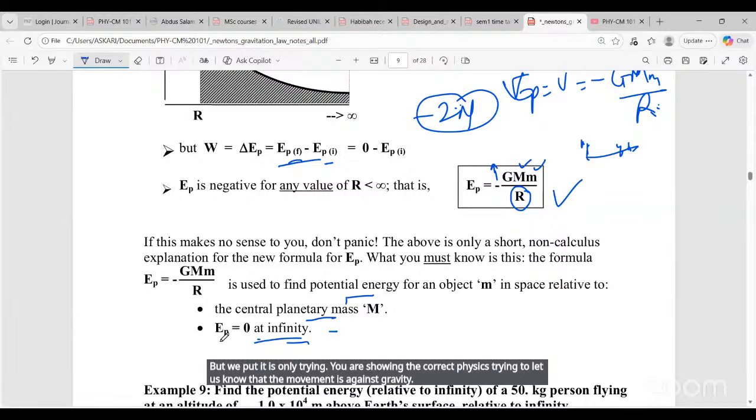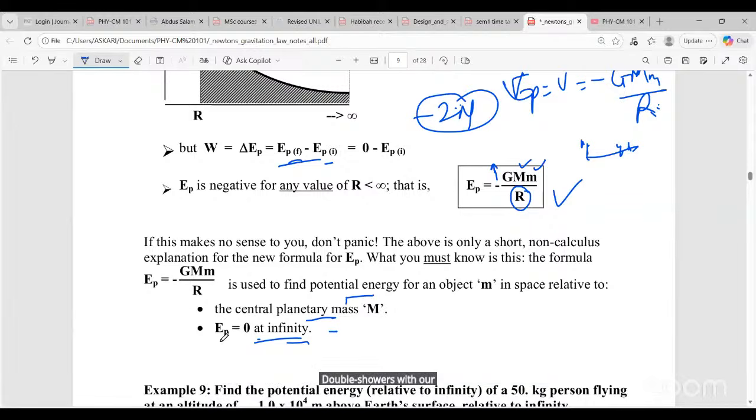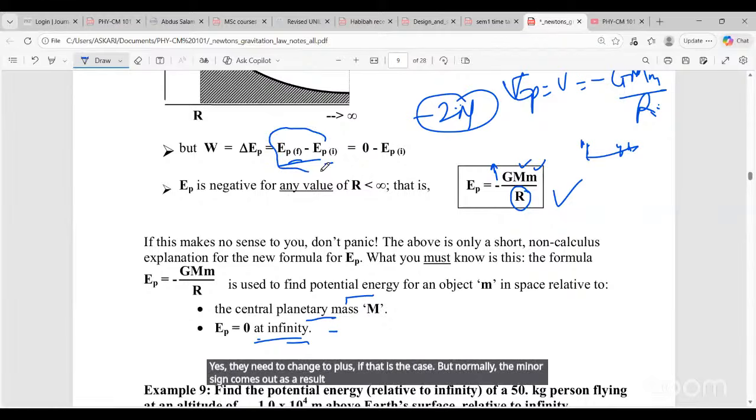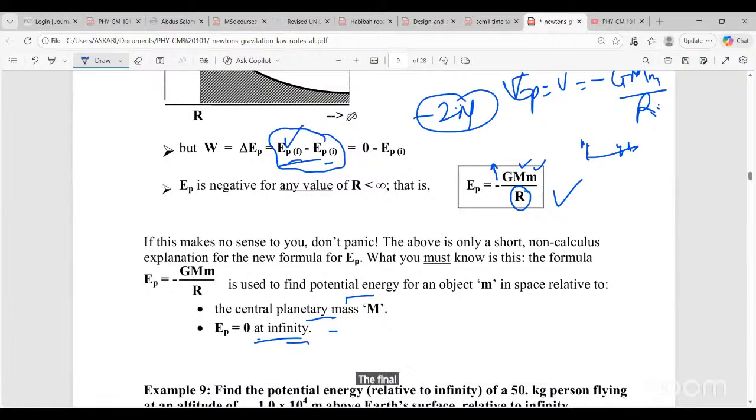But what if we get a minus answer? Do we multiply the minus answer by the minus to make it plus? Yes, then it will change to plus if that is the case. But normally the minus sign comes out as a result of subtracting the final potential minus the initial potential, which is in relation to the distance.